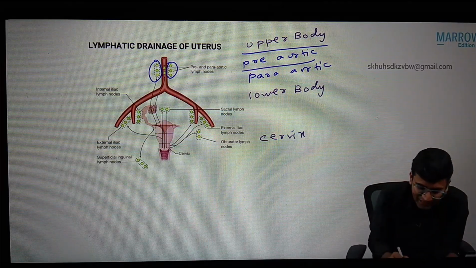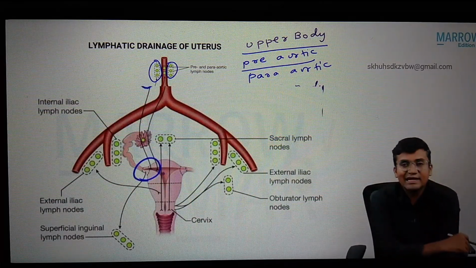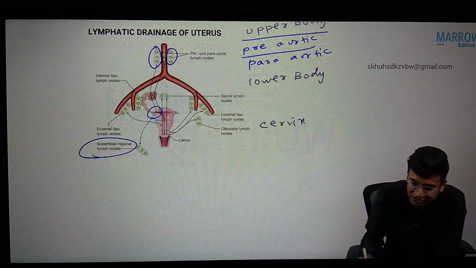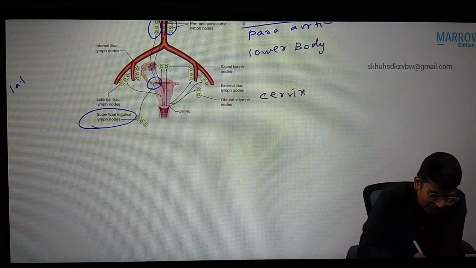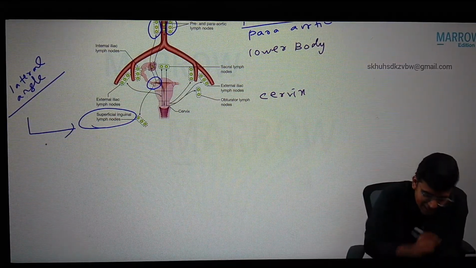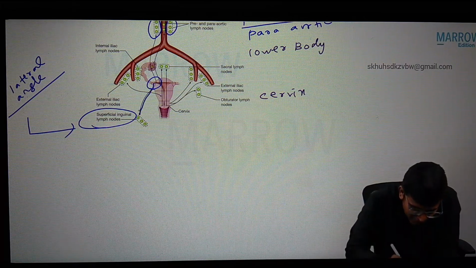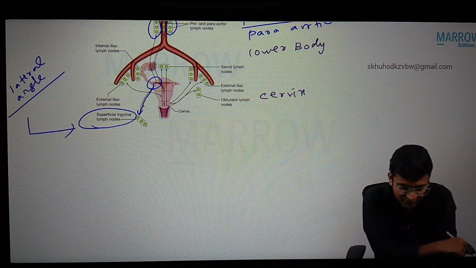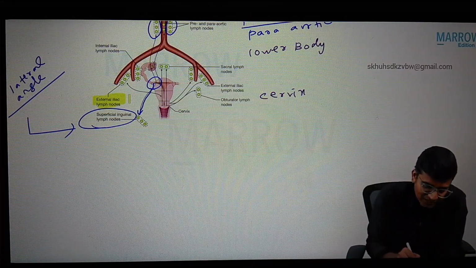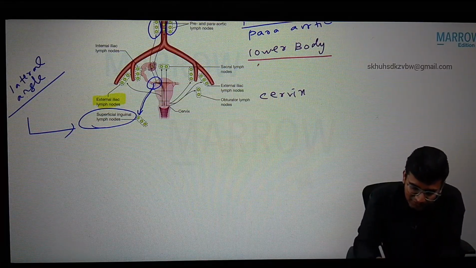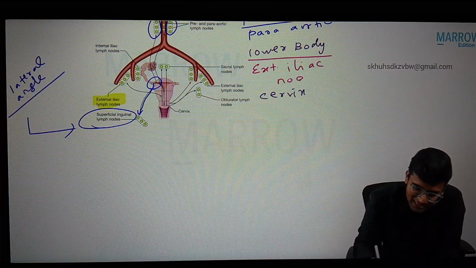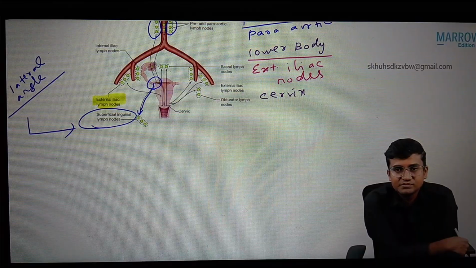Now, a very important point: the lymphatics from the lateral angle of the uterus drain into superficial inguinal nodes. Very, very important. Okay, right. Now, lymphatics from the lower part of the body drain into external iliac nodes.